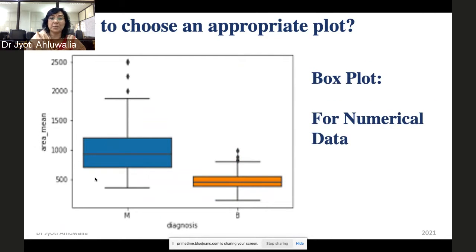Then we have the box plot. Again, a box plot is also to see the distribution, and it shows the minimum value, the maximum value, the median, the first quartile and the third quartile in the data. A box plot also tells us what the outliers in the data are. Again, a box plot is used for numerical data.